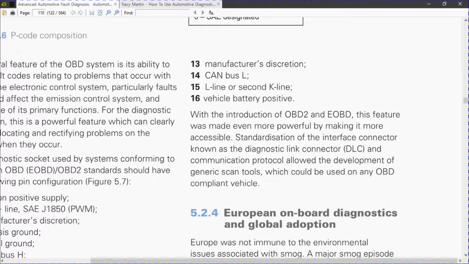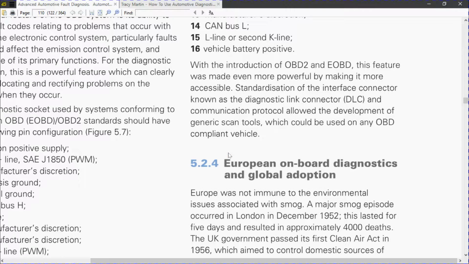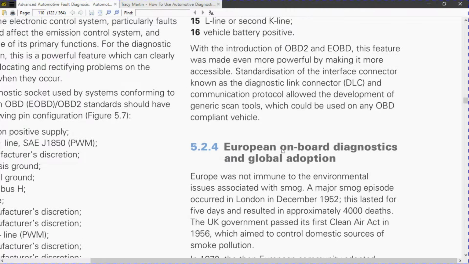With the introduction of OBD2 and EOBD, these features were made even more powerful by making them more accessible. Standardization of the interface connector, known as the diagnostic link connector, DLC, and the communication protocol allowed the development of generic scan tools which could be used on any OBD compliant vehicle.